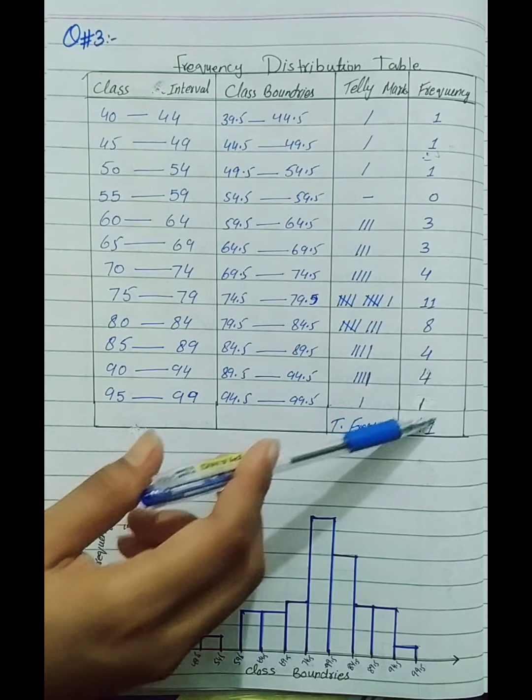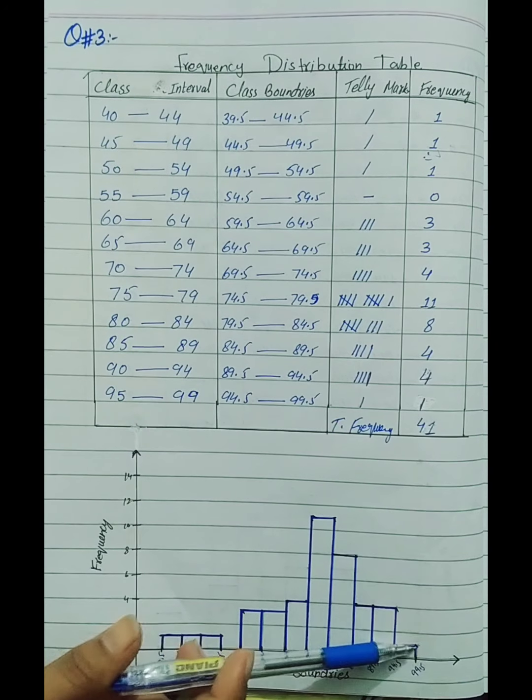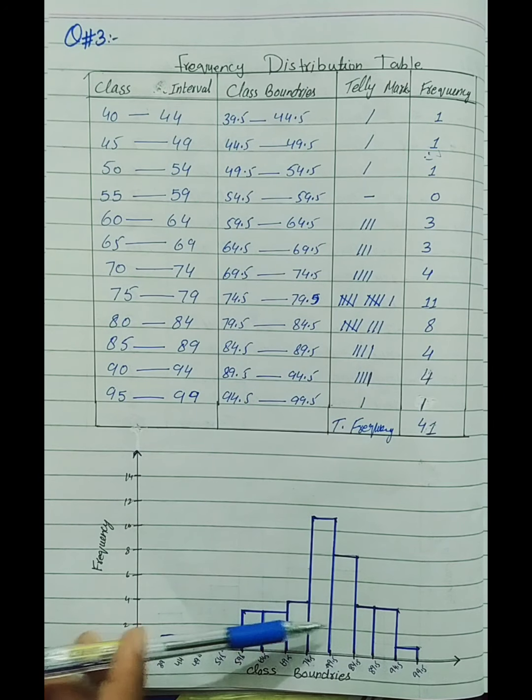The last is 1, so we mark 1 and draw a bar. So this is our histogram.